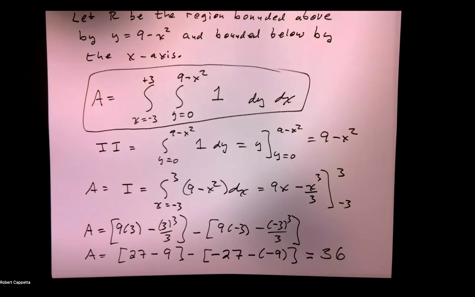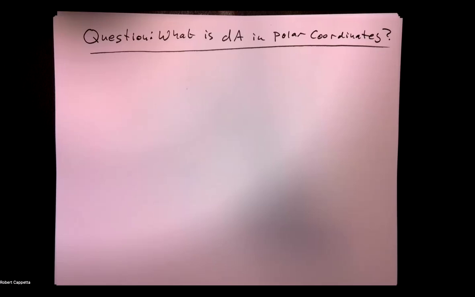We certainly could have done this using Calc 1 strategies. But now let's take a look at a slightly different sort of question. So the question I want to ask next is, what is dA in polar coordinates? So let's compare the notion of polar versus rectangular coordinates so that we can discuss how the change in area is going to be affected.